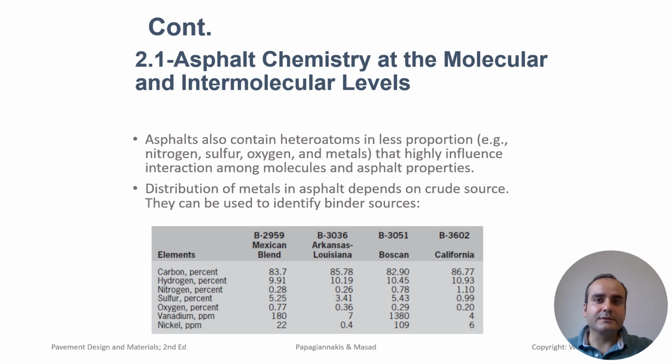In addition to hydrocarbons, asphalt binders contain a small amount of heteroatoms. Atoms other than carbon and hydrogen, such as nitrogen, sulfur, oxygen, and even metals. These heteroatoms have a significant influence on the interaction between asphalt molecules, altering its properties. The presence of metals can help identify the source of the crude oil used to produce the asphalt binder. Additionally, the proportion of heteroatoms affects how asphalt behaves when exposed to stress, heat, and environmental conditions.